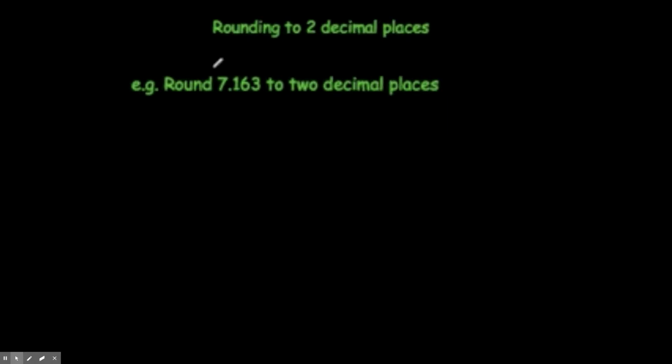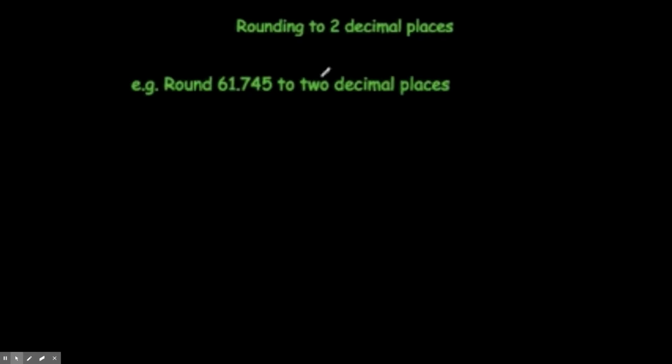Next, round 7.163 to 2 decimal places. Well, the third decimal place, because we're rounding to 2 decimal places, we only want 2 numbers after the decimal point. So we're going to look at the third one. The third one's a 3, so we round down. So it's going to be 7.16.